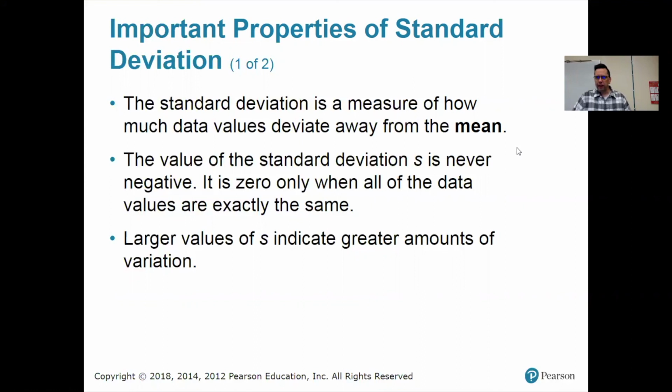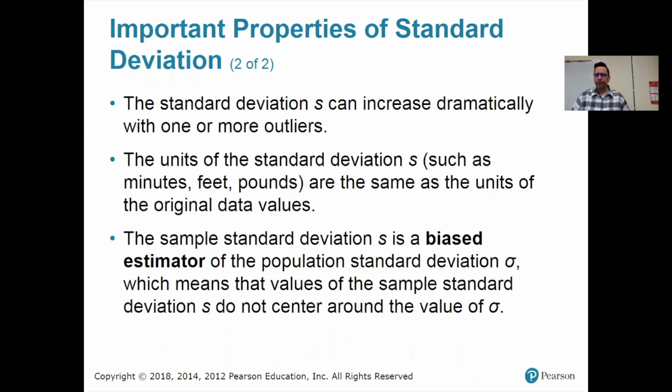All right, and then continuing with properties. Standard deviation can increase dramatically with one or more outliers. Units of standard deviation are the same as the units of the original data values. And then finally, the sample standard deviation s is what's called a biased estimator of the population standard deviation sigma, which means that the values of the sample standard deviation s do not center around the value of sigma. And that's getting a little bit more technical probably than we need.